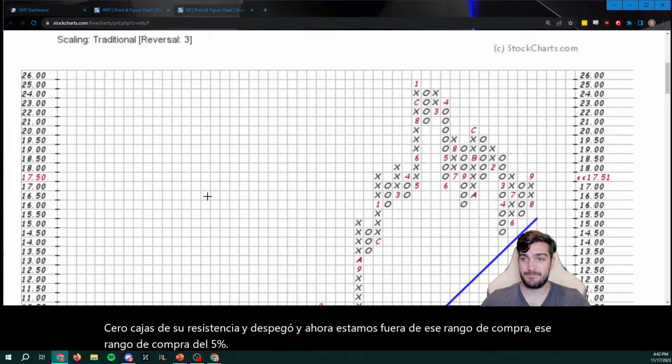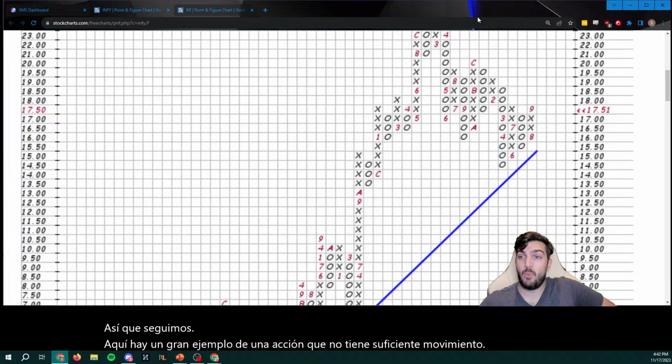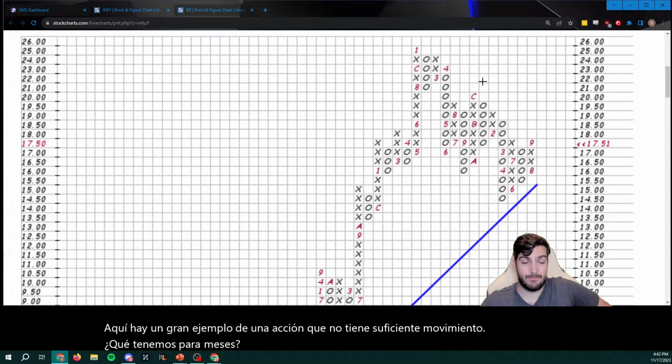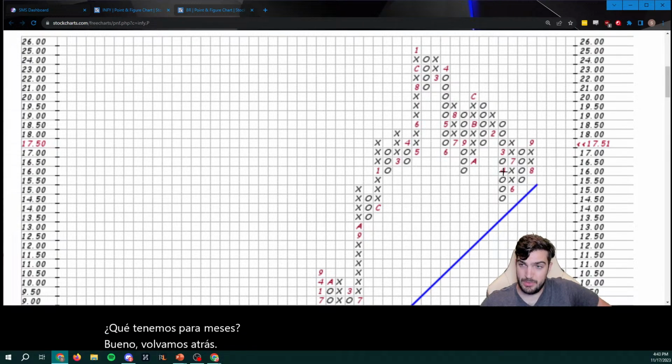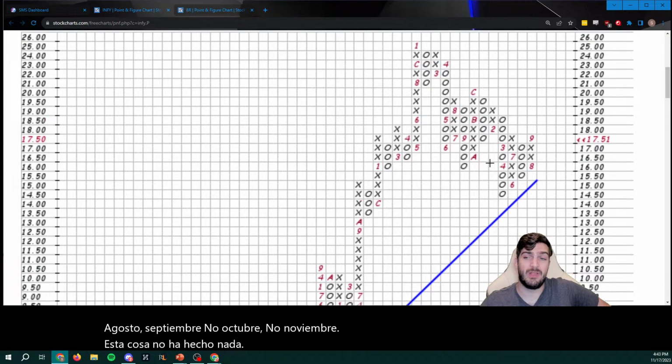So we keep going. Here is a great example of a stock that doesn't have enough movement. What do we have for months? Well, let's go back. We have February, March, April, no May, June, July, August, September, no October, no November. This thing hasn't done anything in 2 months.